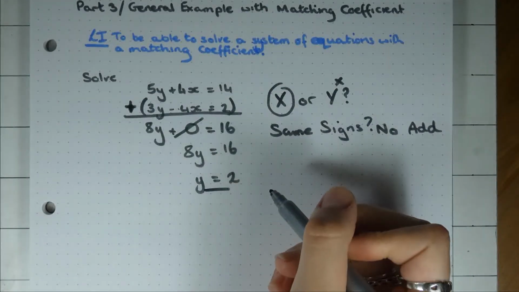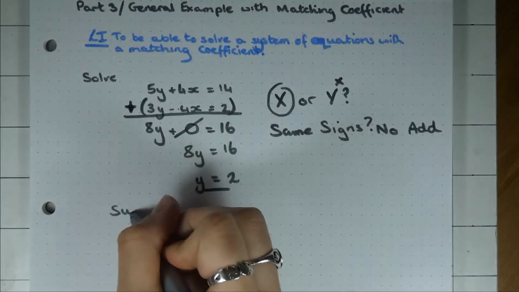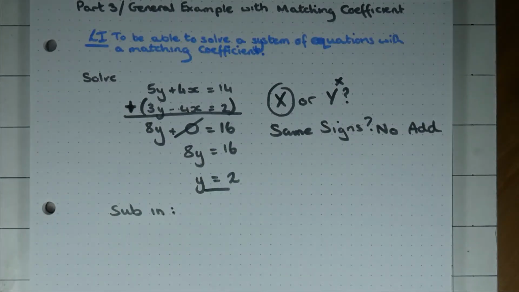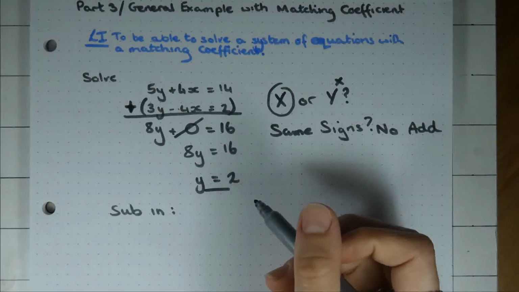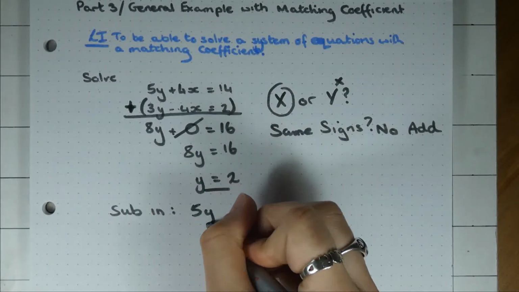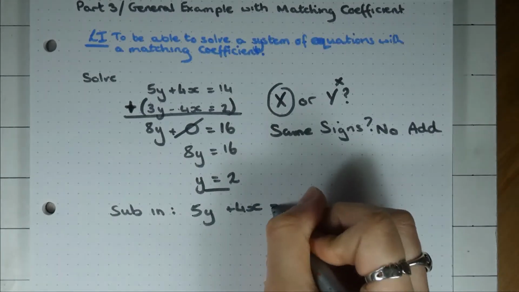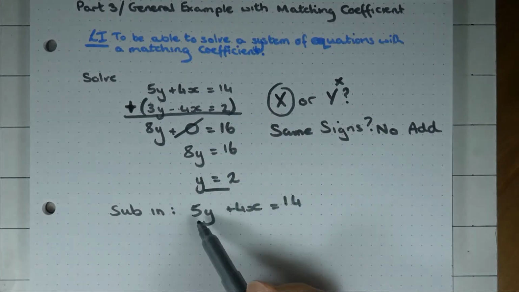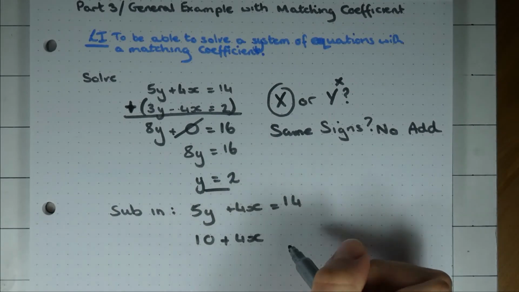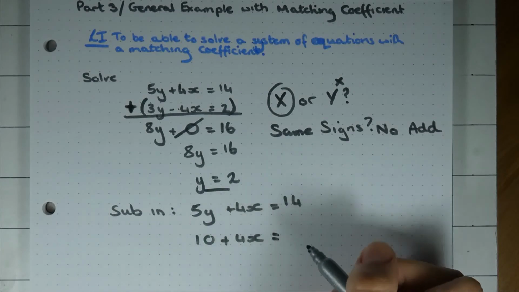Halfway there, second step, we have to substitute in. And again, we can pick whether we want to substitute into the first or the second. Personally, I go for the one that doesn't have the negative. It means I don't have to deal with quite as many variables and make sure I'm getting my negatives the right way around. So we're going to go for 5y plus 4x equals 14. Y is equal to 2, so we've got 5 times 2 is 10 plus 4x equals 14.